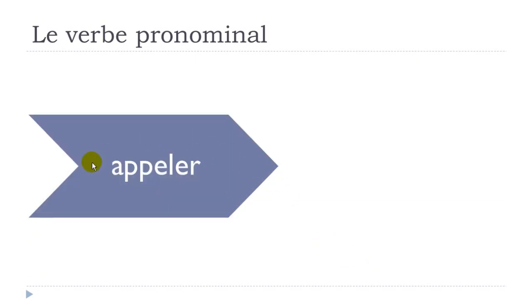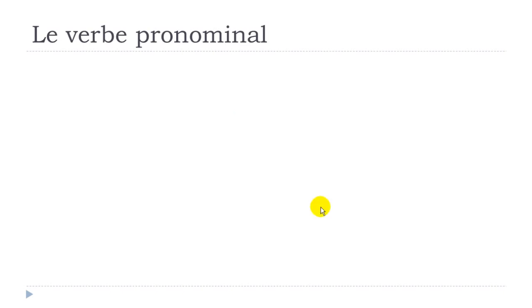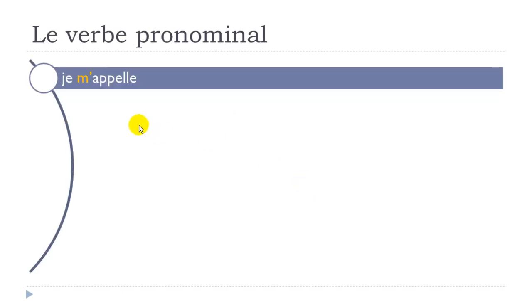Let's take another example. Appeler, to call. The important thing in that case is that, as usual, appeler is starting with a vowel, A here. And it does mean that, as usual in French, normally we should have this se, but then the e will disappear and it will look like that: s'appeler. So appeler, to call, and then s'appeler, to call oneself. Let's see how we will conjugate this verb.